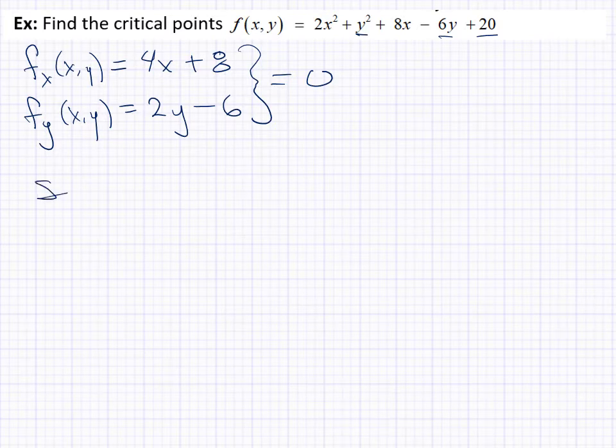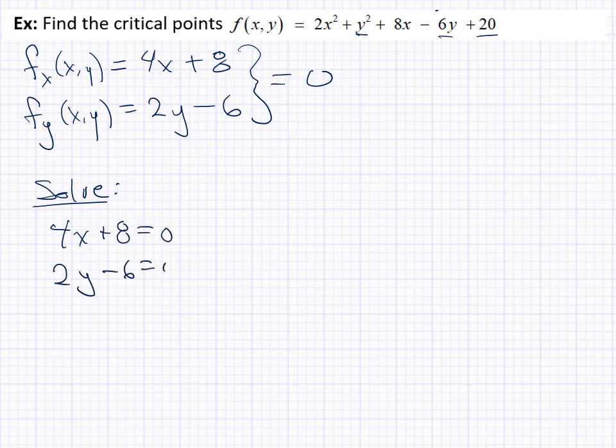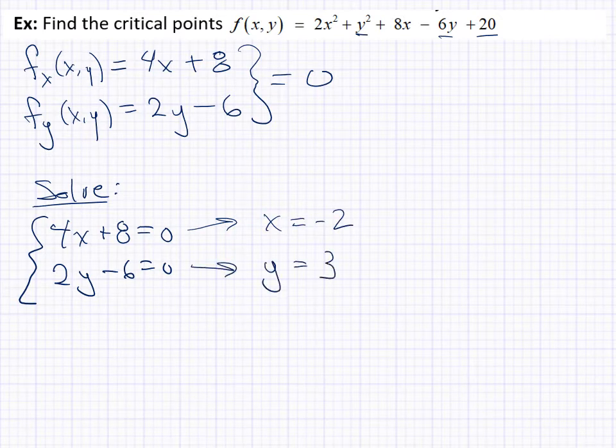So then what we need to do is solve 4x plus 8 equals 0 and 2y minus 6 equals 0. We need to solve that system. And so what we need to do is say, all right, well, this is pretty easy. This will equal 0 when x equals -2. This will equal 0 when y equals 3. Since neither of them has both x and y in it, then the point (x, y) that will make both of these equal 0 simultaneously will be the point (-2, 3).